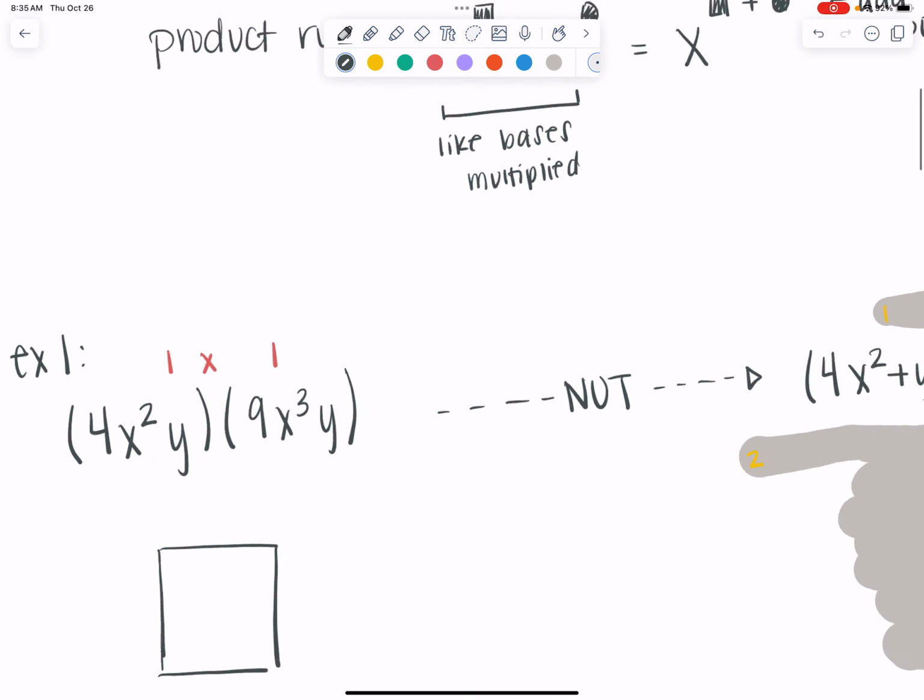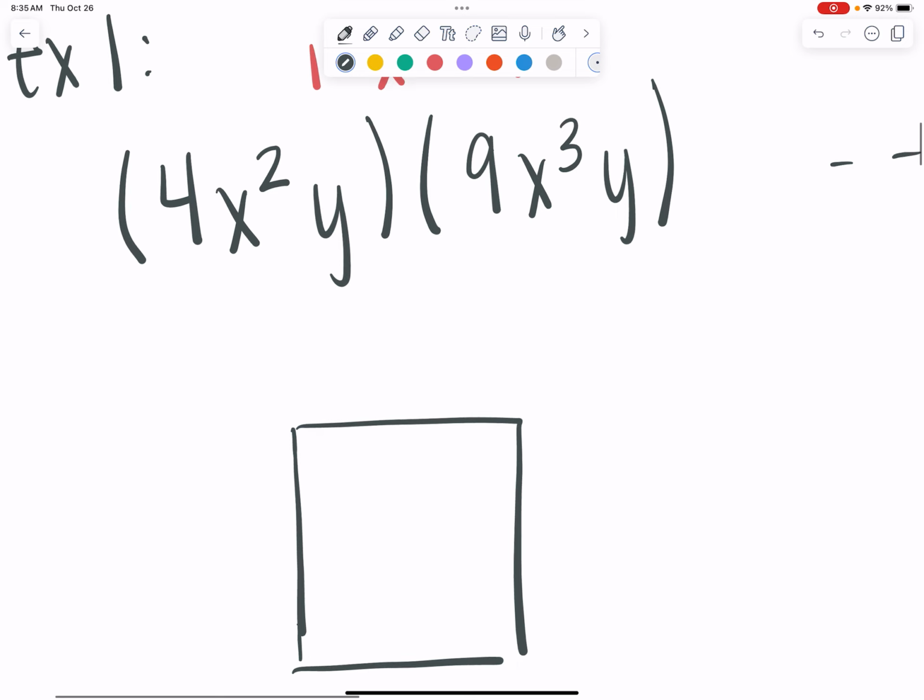So let's look at the first example. Example 1, I have 4x squared y times, now I don't see that, but that means times 9x to the third y. A lot of times students get confused between terms and variables. Yes, each parentheses has two variables, but it only has one term. That whole thing is one term, 4x squared y. And then over here, 9x to the third y, that is also one term.